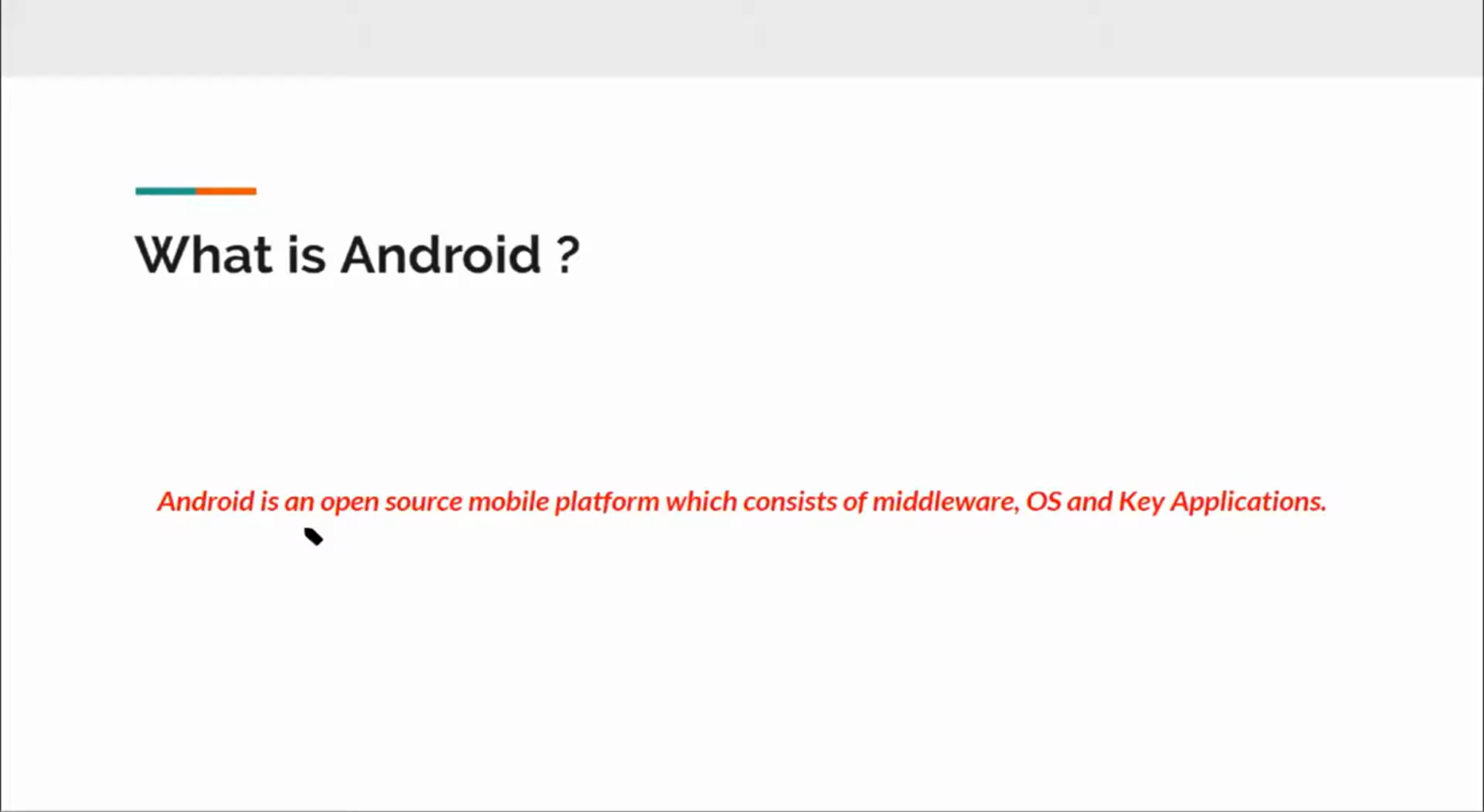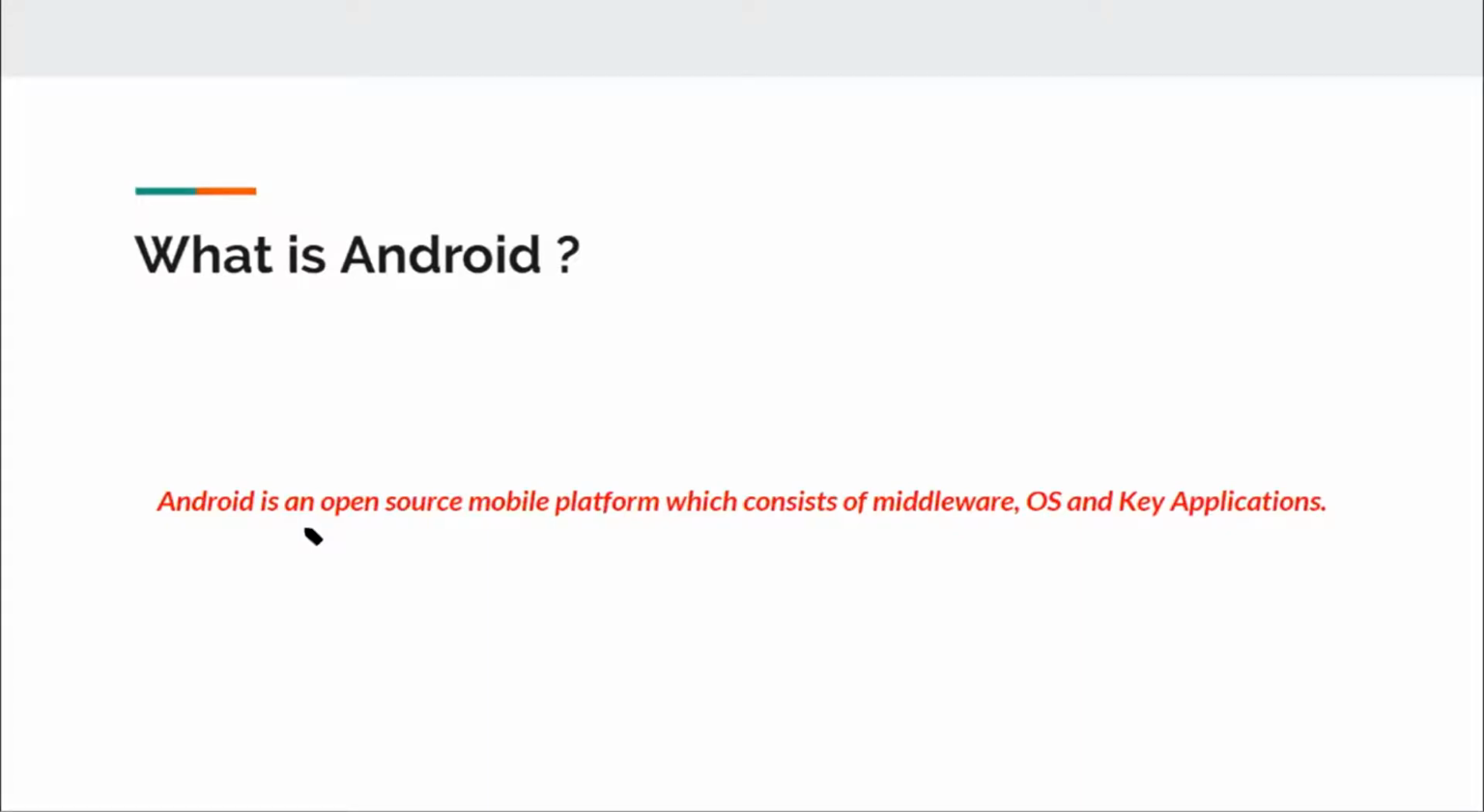Next, Android is an open source mobile platform which consists of middleware, operating system, and key applications. I hope now if anyone asks you about Android, you would define it the same way we discussed today, because Android is not just an operating system. If you're thinking that it's just an operating system, then you're actually underrating it.